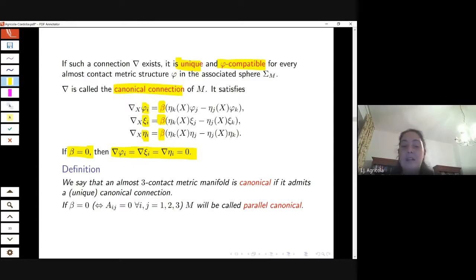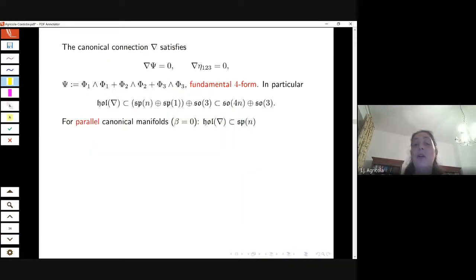And now we say that the normal 3-contact metric manifold is canonical if all this happens. And if beta is equal to 0, we call it parallel, just because that exactly means that all these structure tensors have vanishing derivative. Now, the canonical connection has nice properties. We get a natural 4-form, just as in the quaternionic case, which is parallel. Eta wedge R1,2,3 is also parallel. We can say something about the holonomy. It's inside Sp(n) plus Sp(1). And for the parallel case, actually, it has to be inside Sp(n).